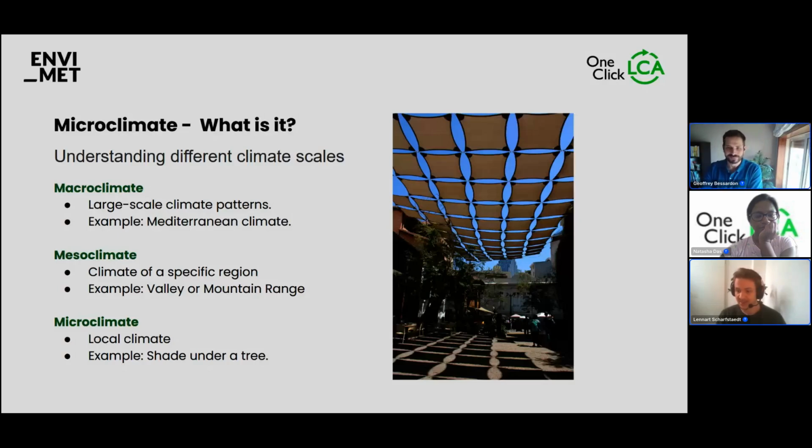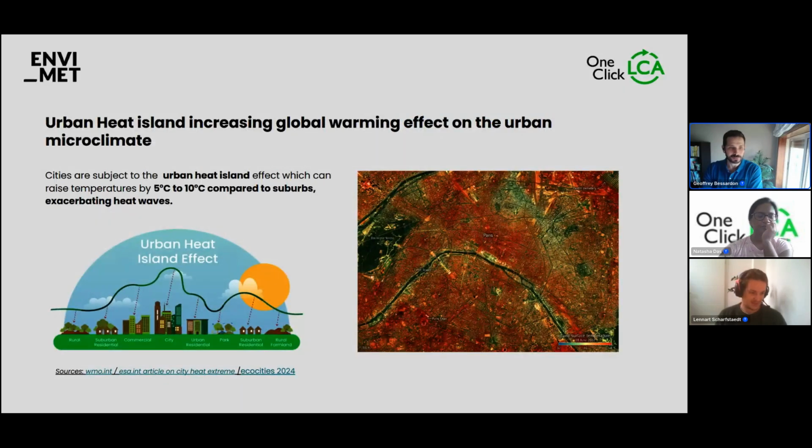climate. All right. Thanks, Leonard. Well, I think the main phenomenon we have to talk about is the urban heat island effect. This is a major effect in our cities, and it can affect the temperature in cities by 5 to 10 degrees compared to suburbs. This adds up to the extra global warming that we're experiencing at the moment. So on top of 5 to 10 degrees, you have to take into account the extra global warming, which could be up to 3 degrees at the end of the century.